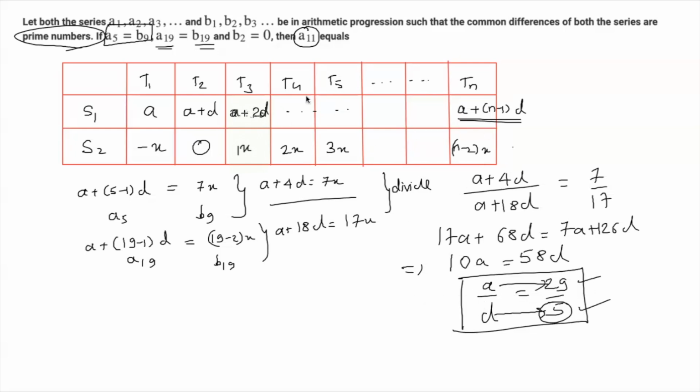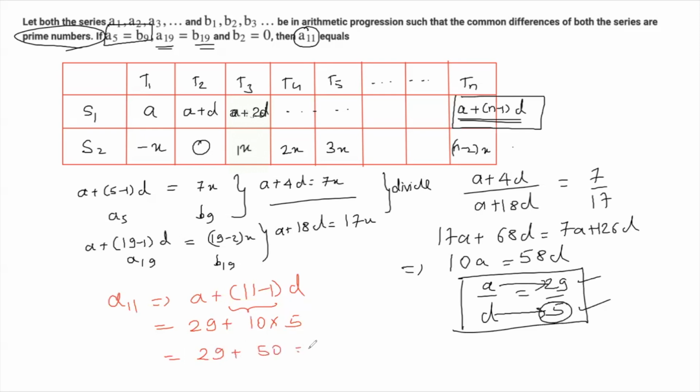And then we can find out the 11th term as required from this relation, A plus (n minus 1) into D. So the 11th term of the AP, as they've asked in the question, A11 will be equal to A plus (11 minus 1) into D. We have found both the values. A is 29 plus (11 minus 1) would be 10, and common difference D is 5. The correct answer to the question is 29 plus 50. That should be 79.